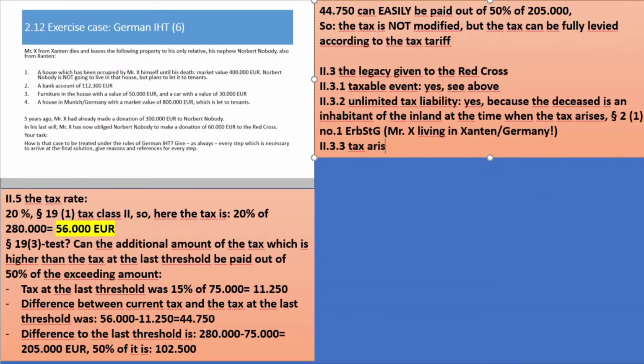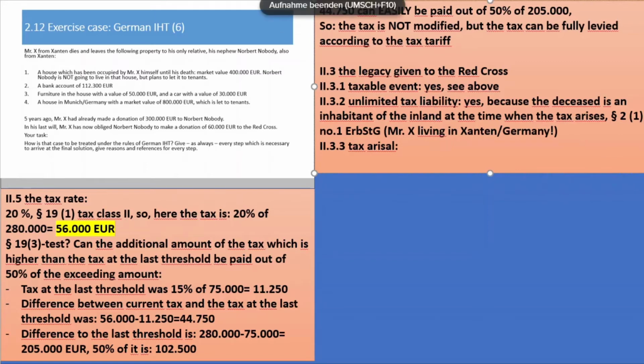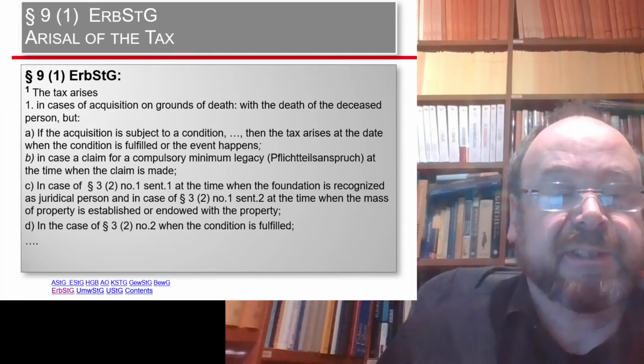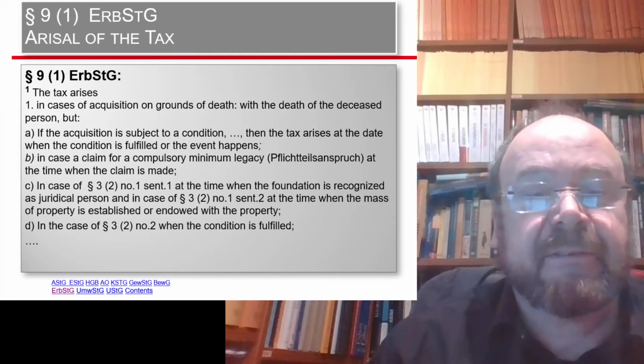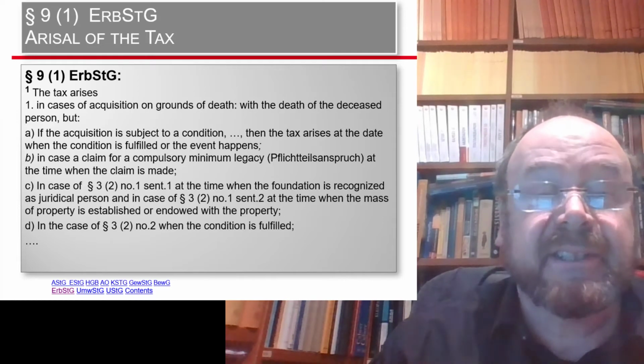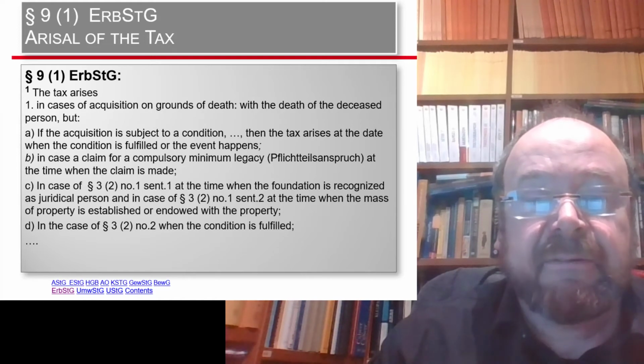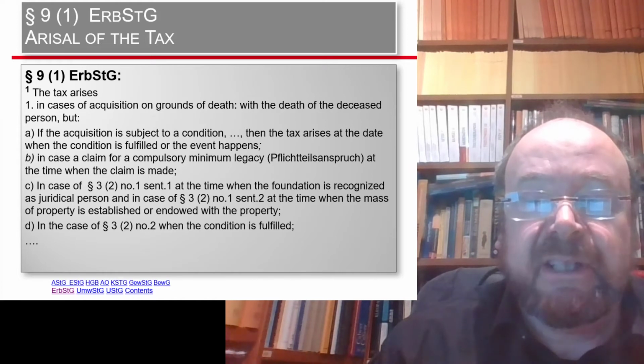The arisal of the tax, there we would have to look, or even worse, we have to look again into paragraph 9. When does a legacy cause a tax? So if we have a look here, we see that the tax arises in all cases of acquisition on grounds of death with the death of the deceased person. So that also includes the legacy cases if there is no exception or special rule which deviates from that.